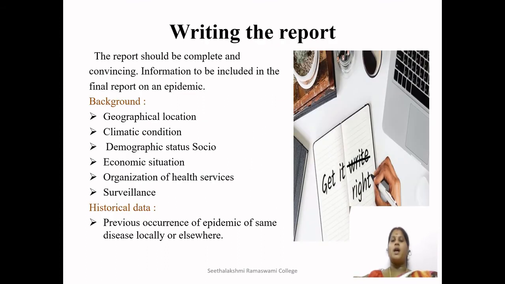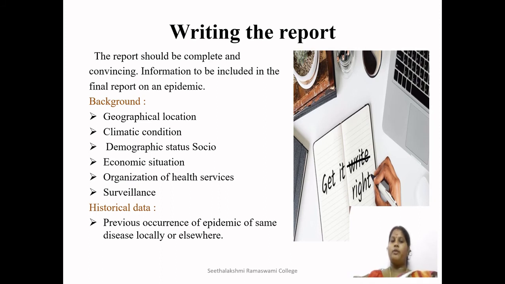The last step is writing the report. The report should be complete and concise. The information should be included in the final report on the epidemic. The report should be easy to understand and should not use technical or jargon words.